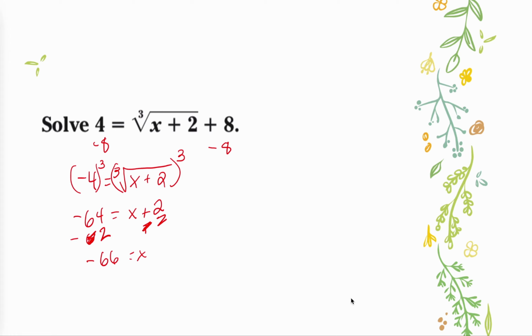Check your answer. Negative 66 plus 2 plus 8, which is negative 64, cube root, plus 8, which is negative 4 plus 8, which does equal 4.